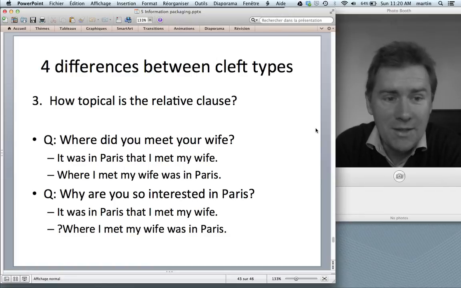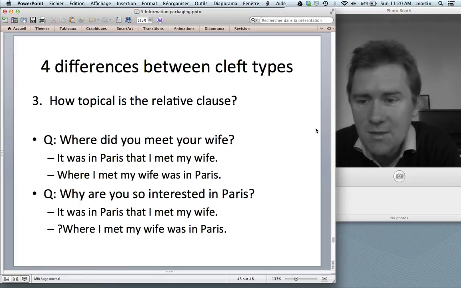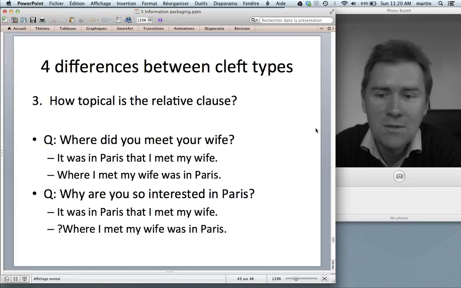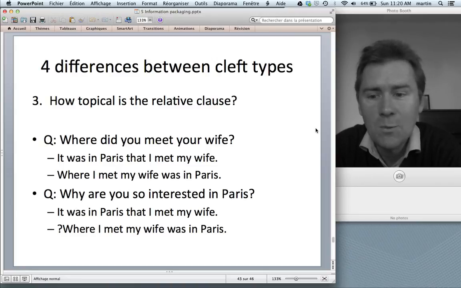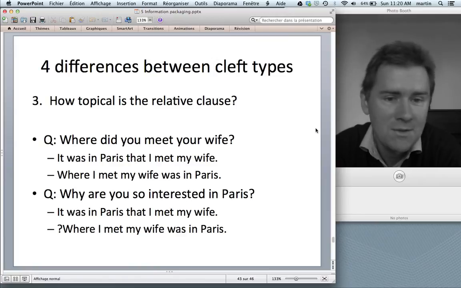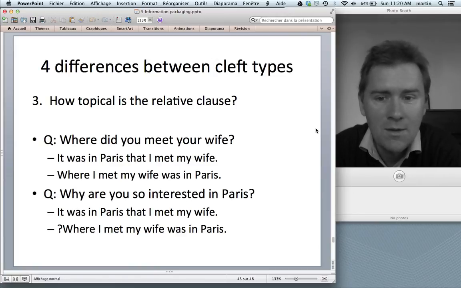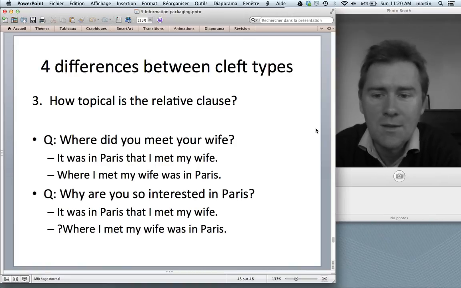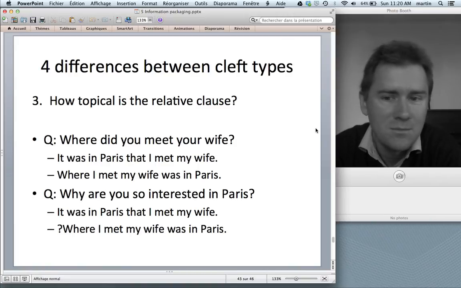A related difference concerns the topicality of the relative clause. Consider this example here. Somebody asked, where did you meet your wife? You can answer that by saying, well, it was in Paris that I met my wife. Or you could say, where I met my wife was in Paris. So both the IT cleft and the WH cleft work when the topic is, meet your wife, that's already established as a topic.